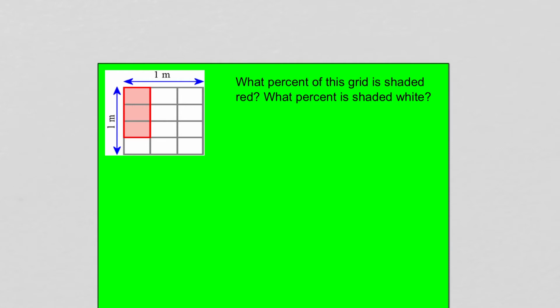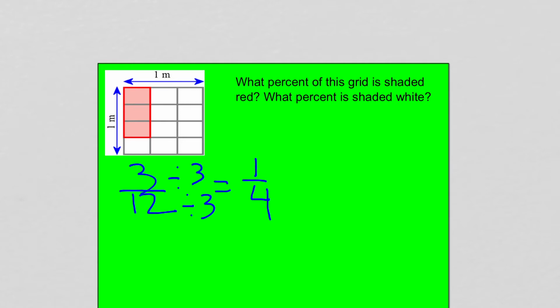Let's see how many squares there are in this picture. There's a total of 1, 2, 3, 4, 5, 6, 7, 8, 9, 10, 11, 12. There are 12 squares in total. And 3 of them are shaded red. 3 over 12, I'm going to think back to my equivalent fractions. Divide by 3, divide by 3, and I get that that is equal to 1/4.